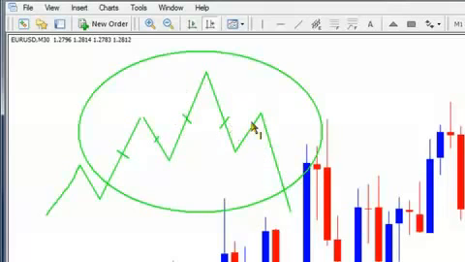What I want to do is I want to find this entry area right here to capture this thing coming down. And that gives me a smaller risk-reward ratio, a more profitable risk-reward ratio, and it allows me to capture the trade in advance, which means I get more pips. So let's look at this on actual charts.